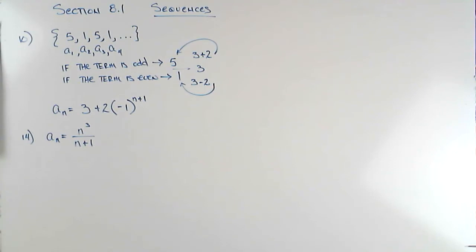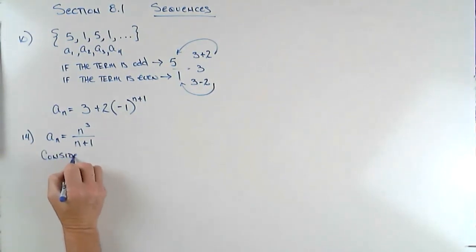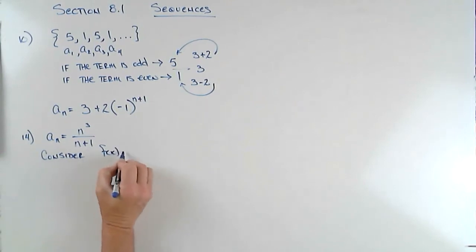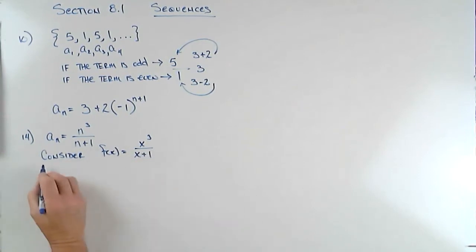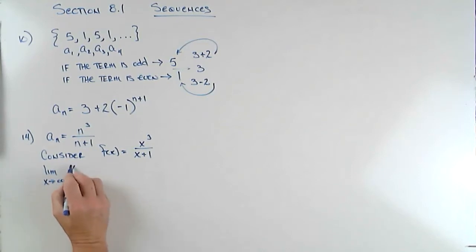So where are we going to go here? How are we going to start this? Well, we're going to take a look at a function that looks like this and see what that function would give us if indeed we were to take its limit as, in this case, x goes to infinity. So we're going to consider f of x equals x cubed over x + 1. And we're going to look at the limit as x approaches infinity of x cubed over x + 1.